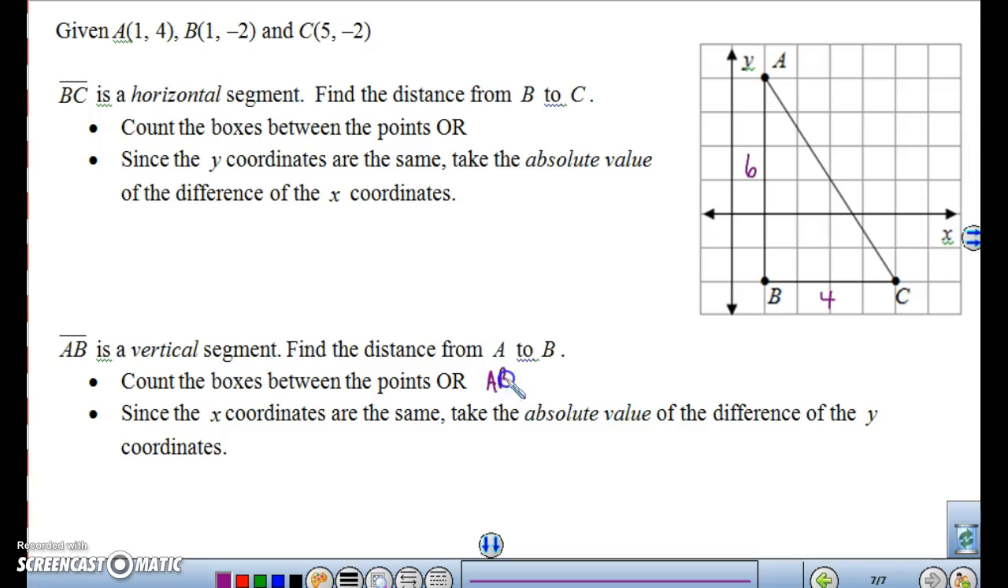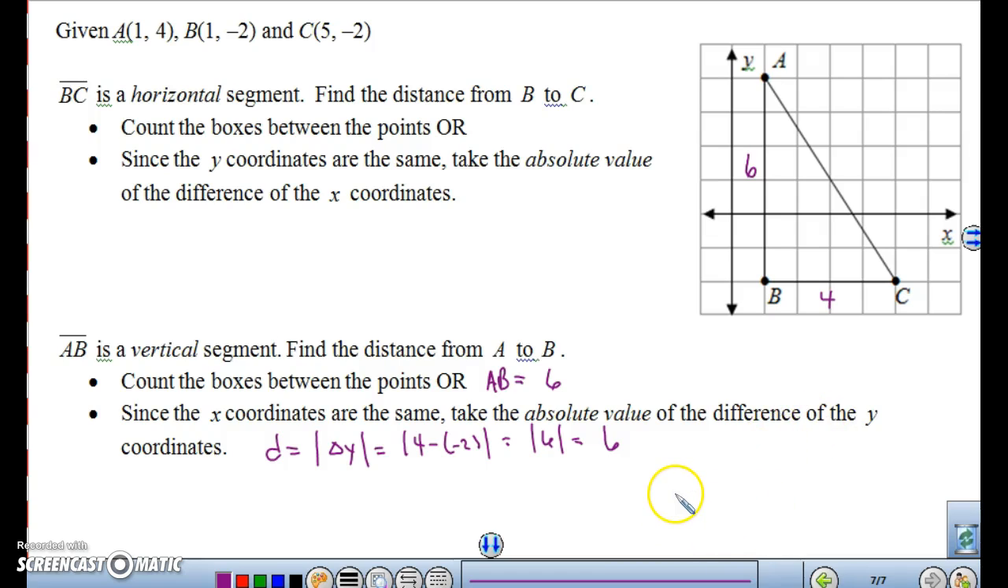So AB is 6. Now, since the x coordinates are the same, we can also take the absolute value of the difference of the y coordinates, because that's the only thing that's going to change. So the distance will equal the absolute value of the change in y. The change in y for line AB goes from 4 to -2. So it's 4 minus -2, which is the absolute value of 6, which is equal to 6. So the length of AB is found by finding the difference between the y coordinates because the x coordinate didn't change. So if you have a vertical line like AB or a horizontal line like BC, you can just count the blocks or just find the difference between the coordinates that aren't the same.